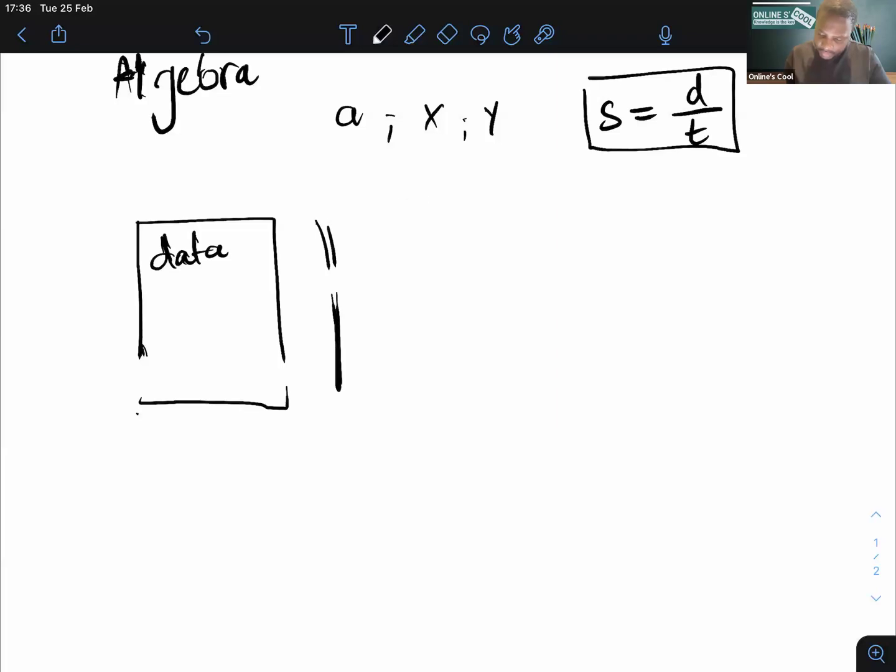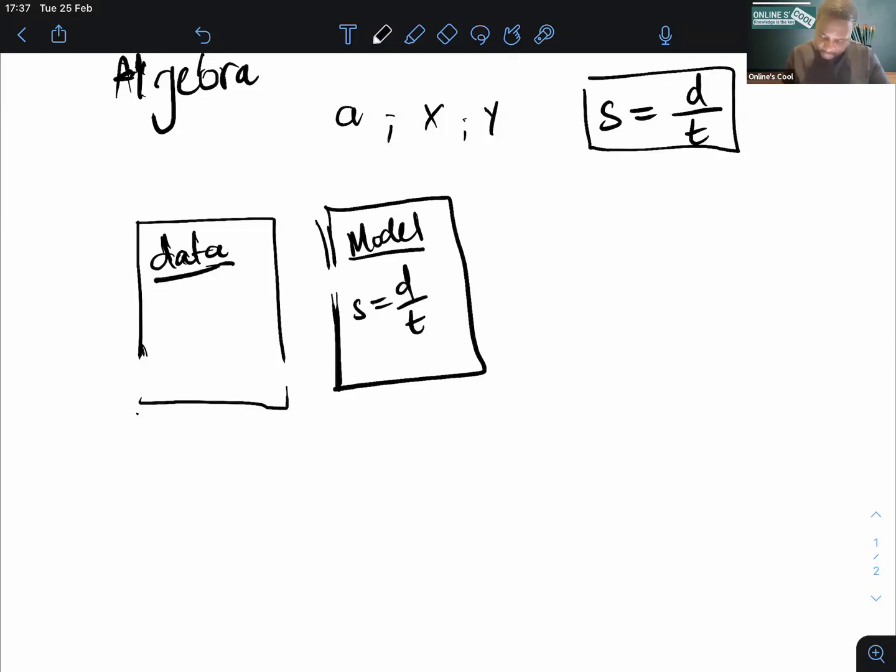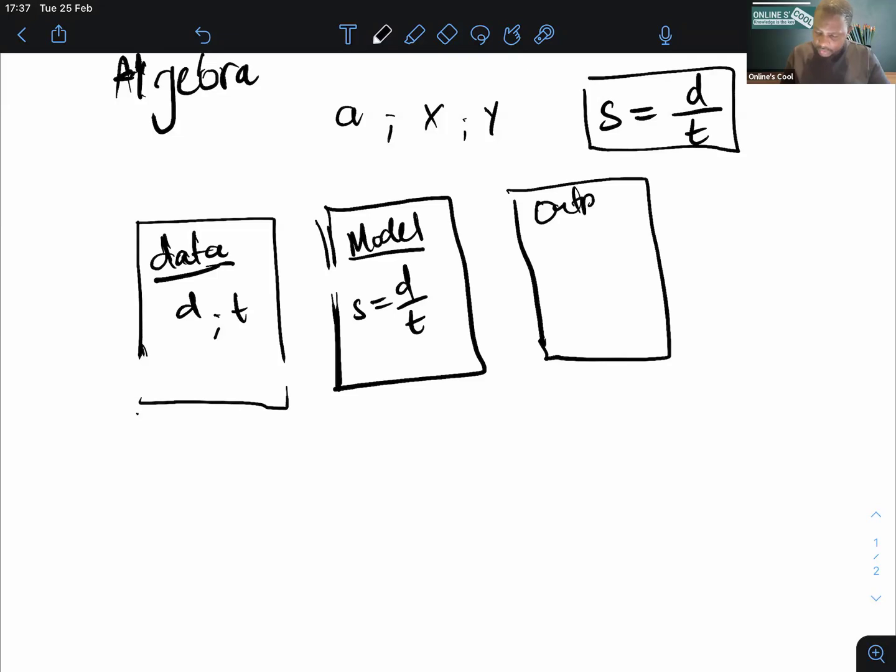In this case the model is speed equals distance over time. Our data would have been the given distance and time, and then we want to get to speed. So we typically have our data, and then we've got our model.